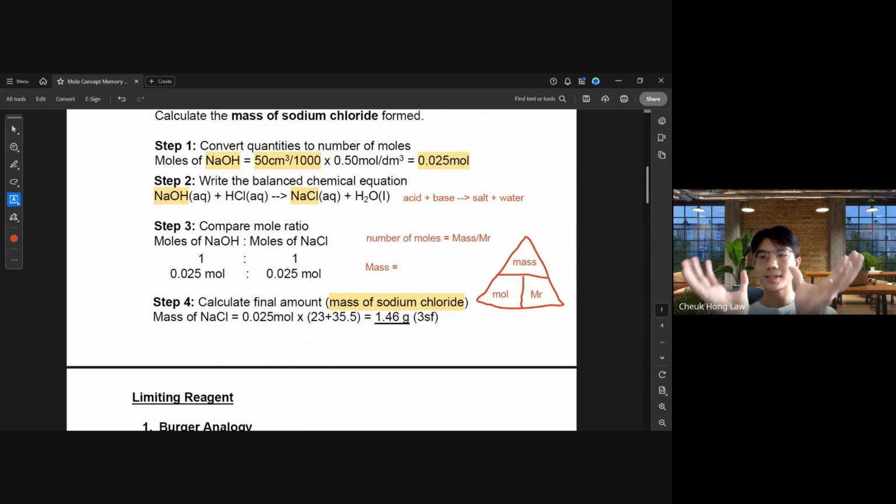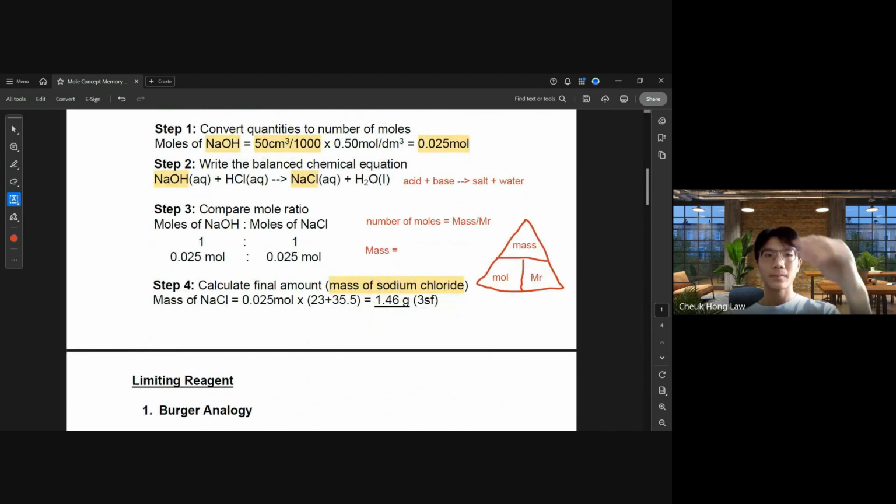So if they are beside each other, you multiply them together. If it's one above, one below, the above is divided by the below, so mass divided by Mr. But if you want to find mass, it will be mole times Mr. So what is the number of moles of sodium chloride? 0.025 times the Mr of sodium chloride.